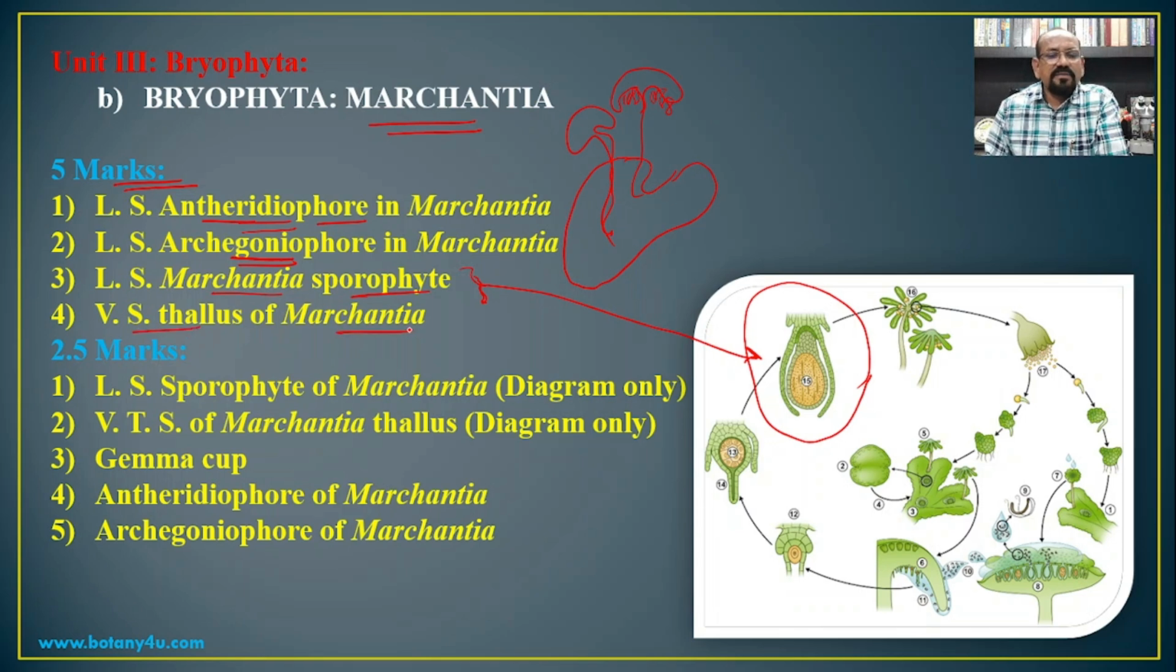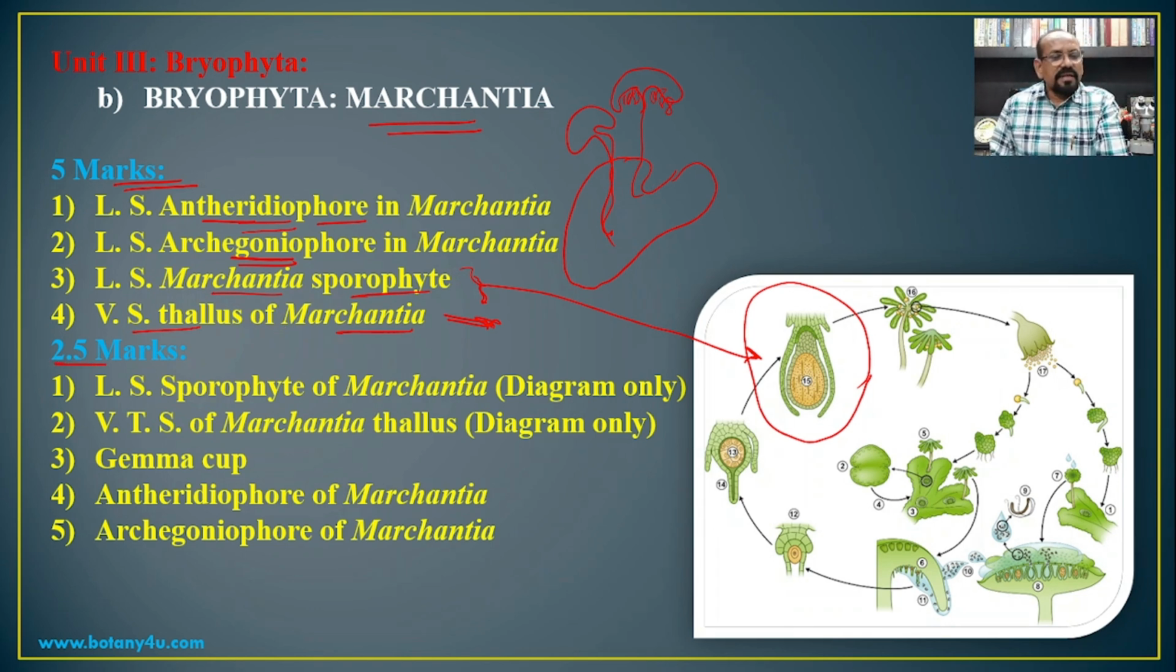Then VS thallus of the Marchantia. In case of the VS thallus of the Marchantia, the characteristic feature is the presence of two different zones: the upper one, the photosynthetic or assimilatory zone, and the lower one, the storage zone. Again, there is the development of rhizoids of two different types, and scales of two different types. The breathing pores or stomata present on the upper side are used for the exchange of gases, and the photosynthetic filaments have chloroplasts. So these are some characteristic features of the thallus of the Marchantia.